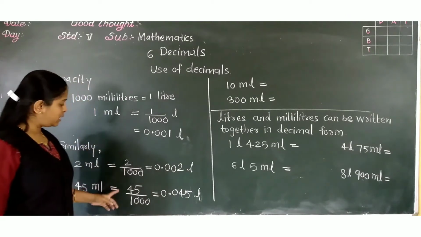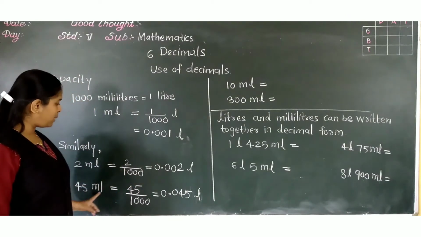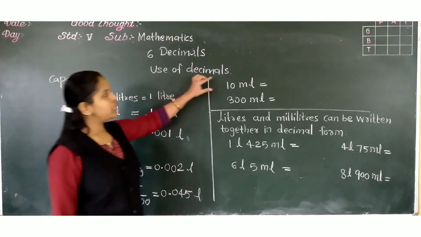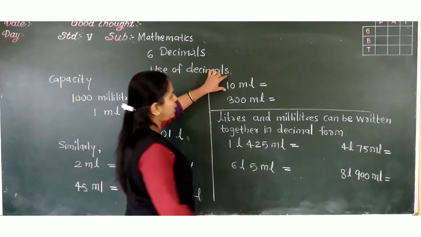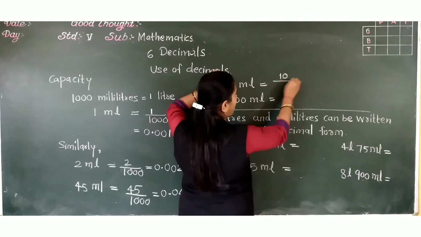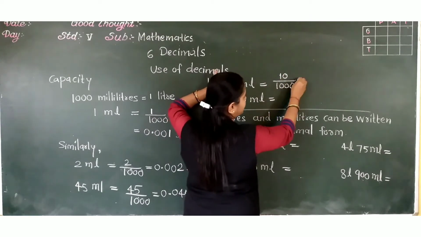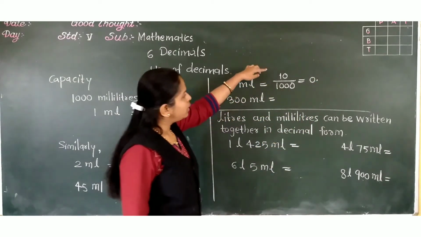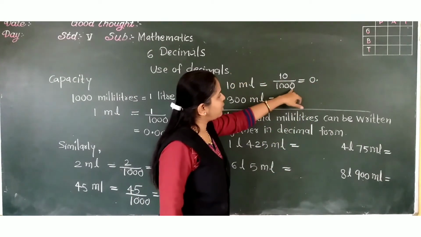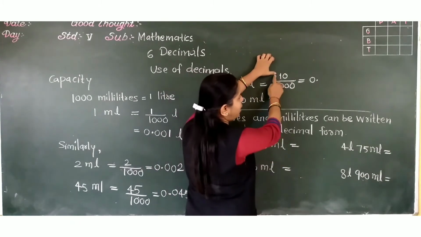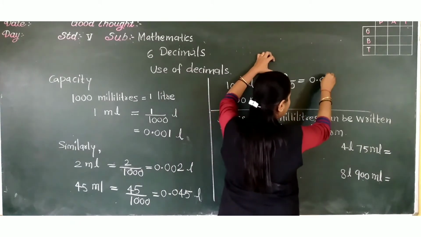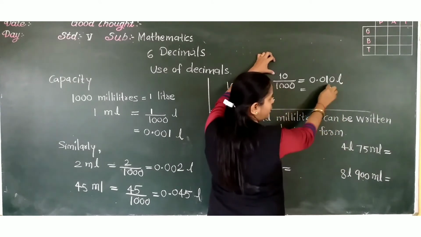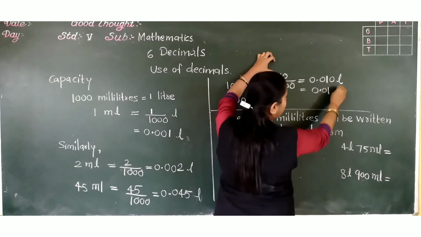Okay. In this way we have to convert. 45 ml means 0.045 liters. Now 10 ml, that is 10 divided by 1000. Whole part nothing is there, so 0 point. Now 10, already 2 digits are there, we want 3. So before 10 write 0, that is 0.010 liter.